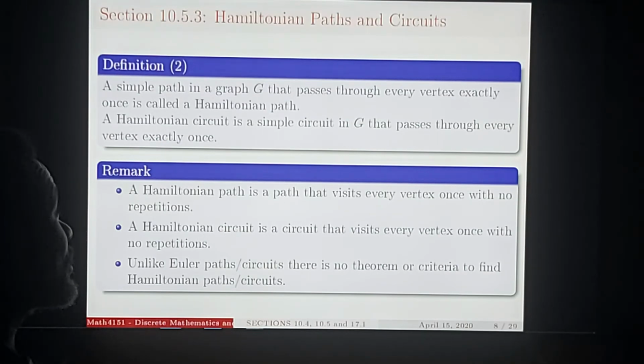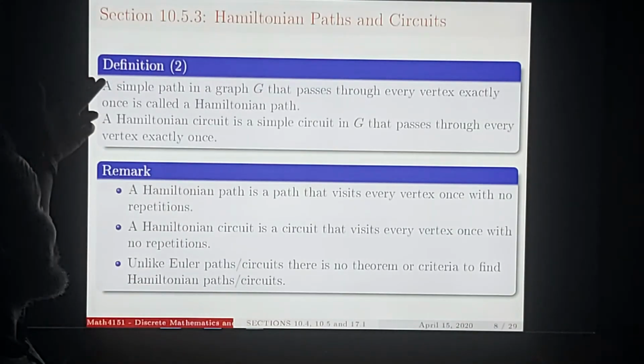Now we look at Hamiltonian paths. Hamiltonian paths are basically, if you cover all the vertices of a graph without repetition, then if it's a path, it becomes a Hamiltonian path. If it's a circuit, it's a Hamiltonian circuit.